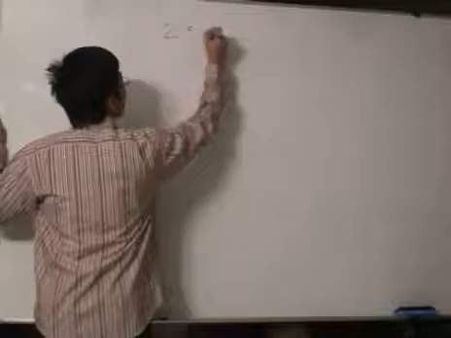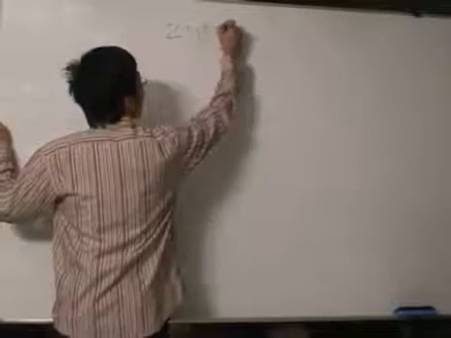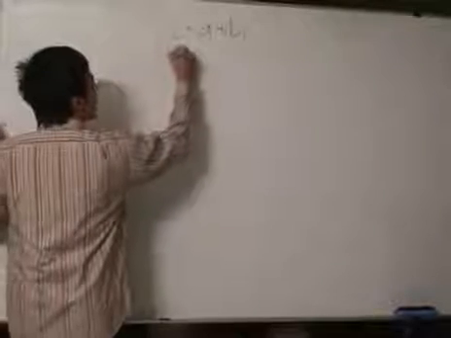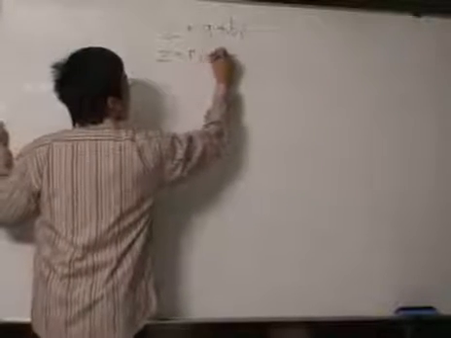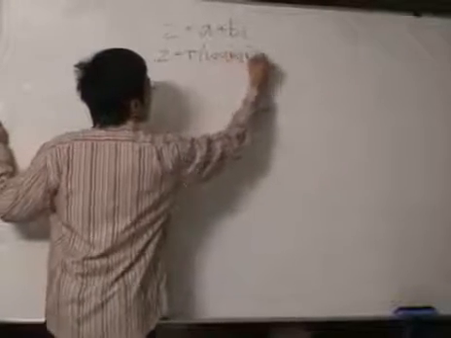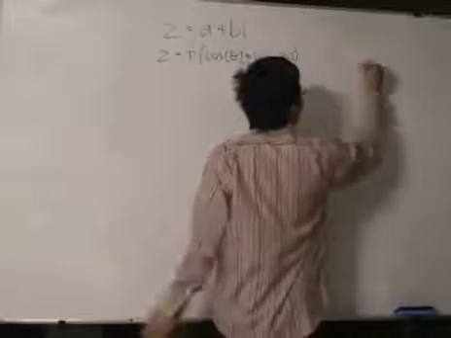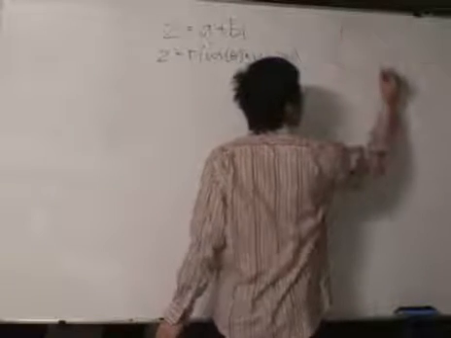Okay, so we've got a complex number z, and we put it as a + bi, where a and b are real. Then later we show that z = r(cos θ + i sin θ), using the polar form of a complex number in the complex plane, with the real and imaginary axes taking the place of the x and y axes.